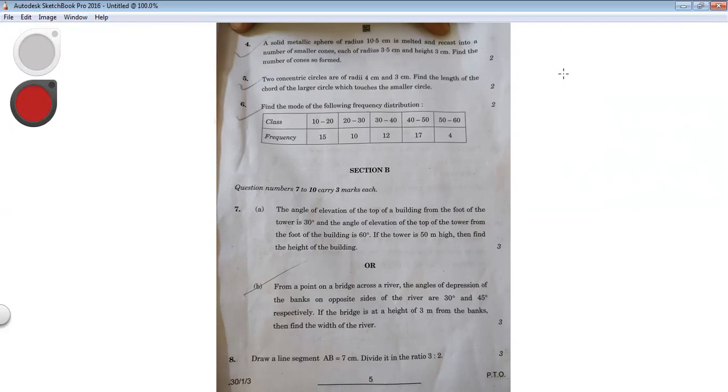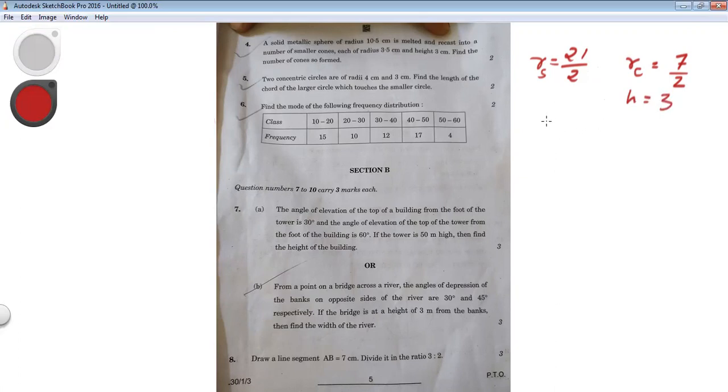So the solid metallic sphere of radius 10.5, we can also write it as 21 by 2, isn't it? So R of sphere. And recast into a number of smaller cones, each of radius 3.5. So R cone, I'm writing it as 3.5, can be written as 7 by 2. So always write it in fractions, it is much easier. And height 3. So in case of the cone, the height has to be 3. All right. So now find the number of cones so formed.